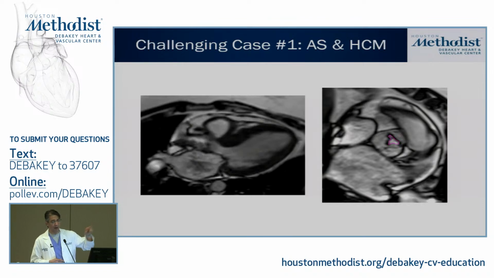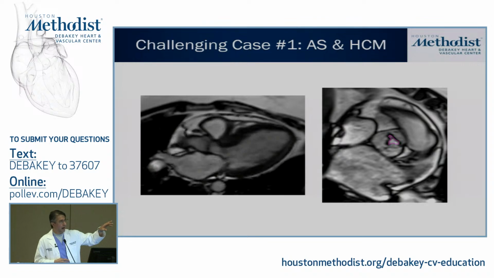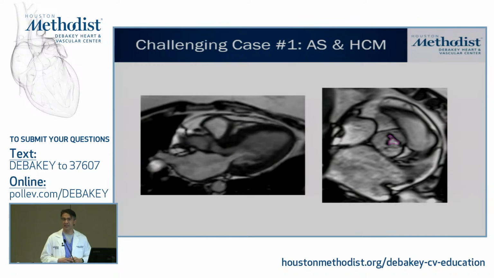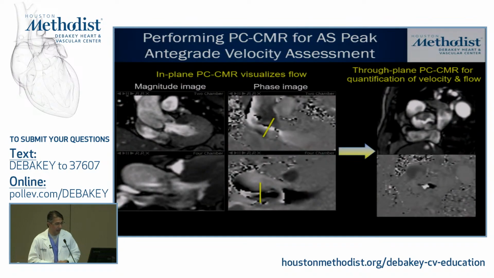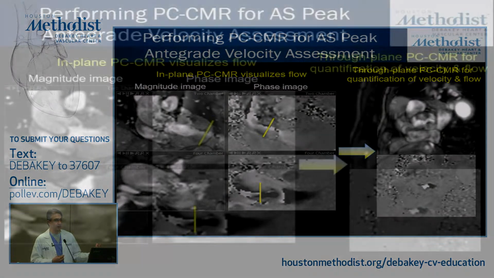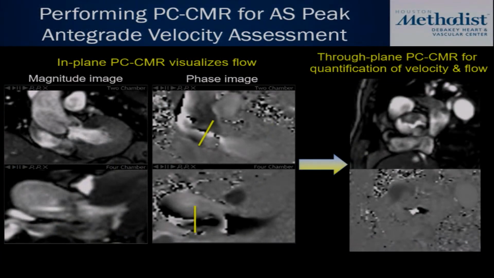So with CMR, it's very easy. I may not know what the exact velocity is in the LVOT, but I can planimeter the aortic valve. So in cases such as this, it can be very helpful in elucidating the severity of the AS. CMR, of course, along with velocities, can also be very helpful to determine flow.